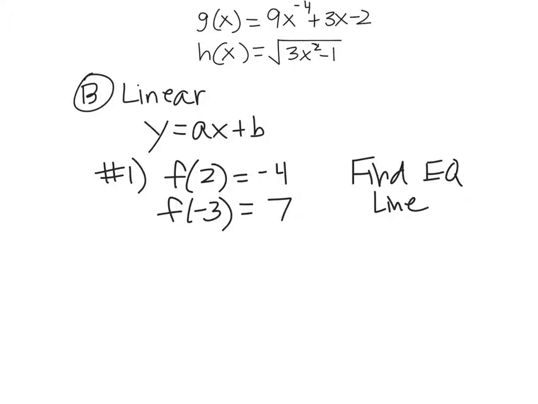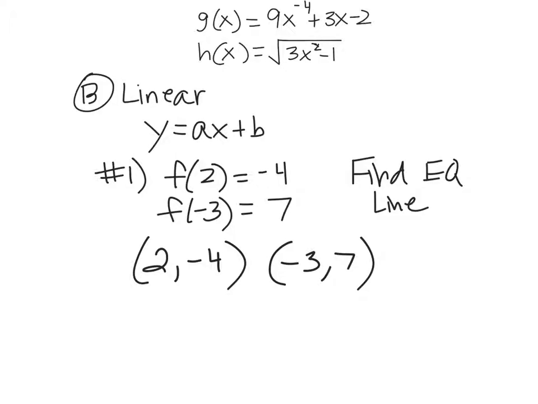Now, this might look weird because we haven't had it look like this before, but basically what this means, if you have f of 2 equals negative 4, that means that x is 2 and y is negative 4. It's a point on the graph, okay? f of 2 equals negative 4. Like on your test, when you had to do f of negative 5, you had to go over to negative 5 and tell me what the y value was there. So this one was f of negative 3 is 7.